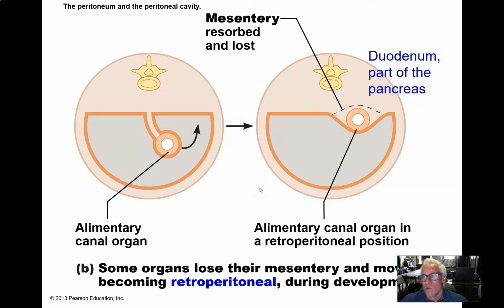Interestingly, the duodenum, the first part of the small intestine, and part of the pancreas, are not in the peritoneal cavity technically. They're attached to the abdominal wall, posterior to the peritoneum. Here we see the parietal peritoneum, and the duodenum here is not inside of here. It's what's called retroperitoneal.